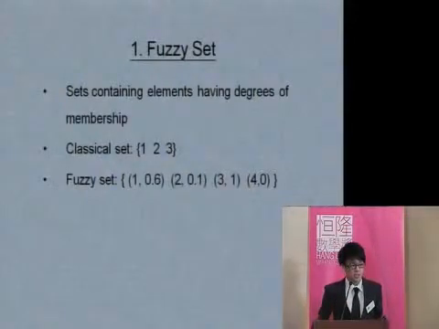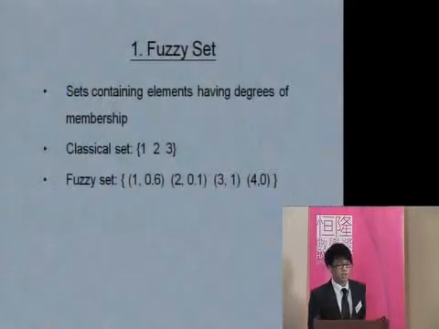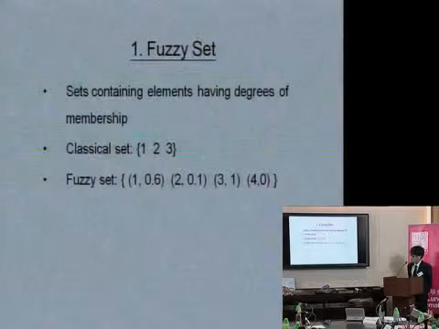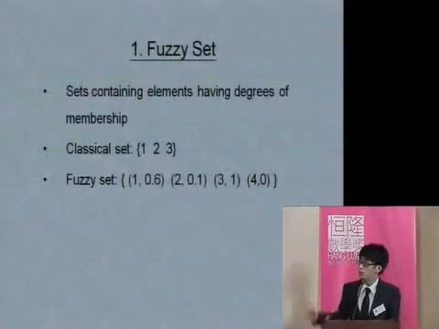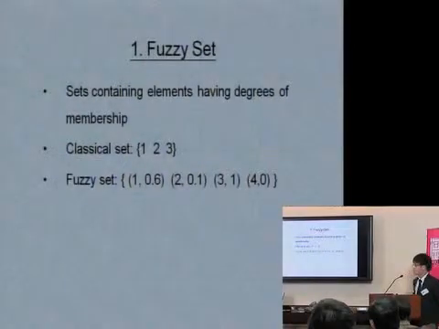A fuzzy set is a set specific to dealing with objects with uncertain membership. It is a set containing elements having some degree of membership. What does it mean by degree of membership? In a classical set, one surely belongs to this set. However, sometimes we can't say so certainly that this one belongs to this set. So we introduce a fuzzy set with some grade of membership. For example, we assign the grade of membership 0.6 to the element 1. With this, we say that the 1 probably belongs to this set, but not 100% sure.